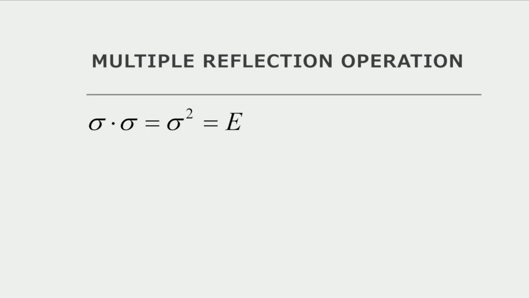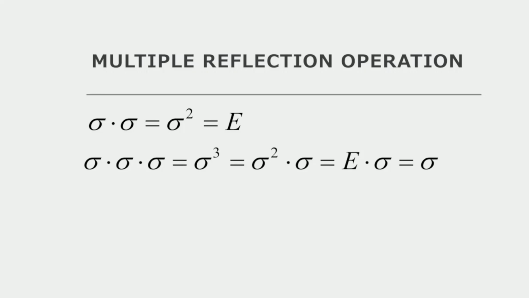Thus, any mirror plane is associated with only one unique operation, that is sigma. And if you do sigma twice, that is sigma into sigma, it leads to identity. Now what happens if I do sigma 3 times? It is equivalent to sigma square into sigma, right? So that is exactly equal to sigma.